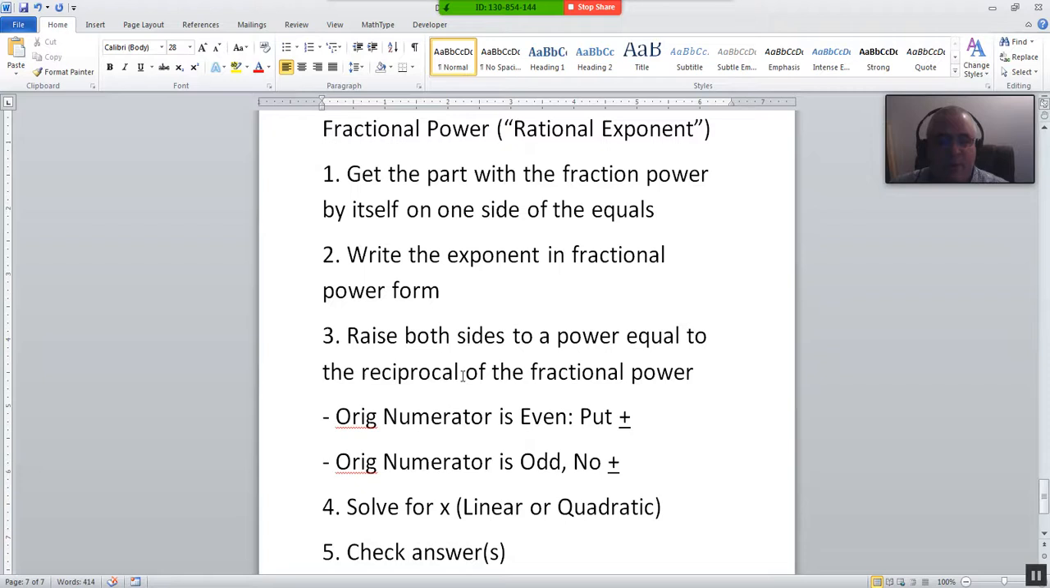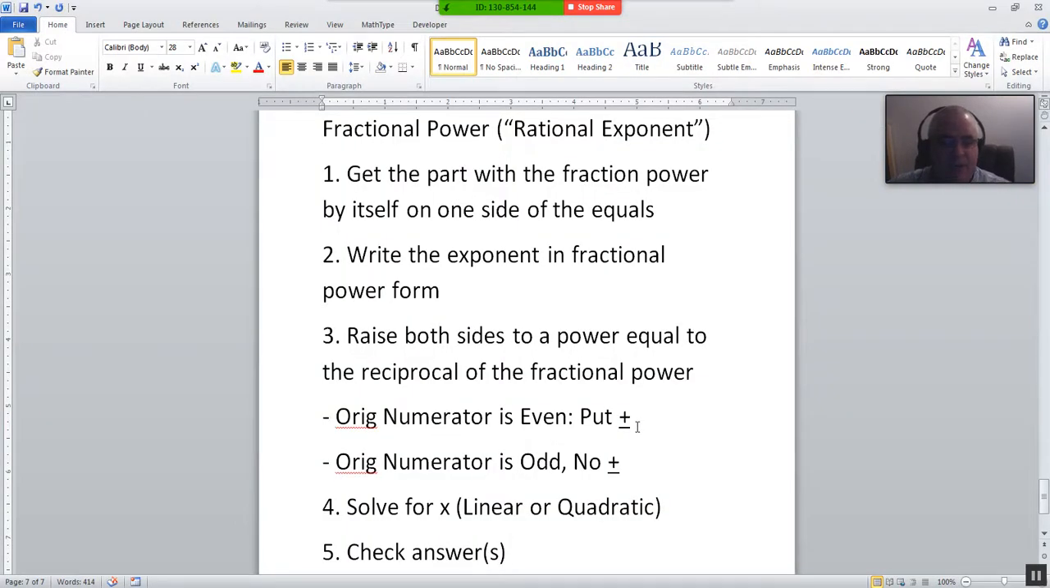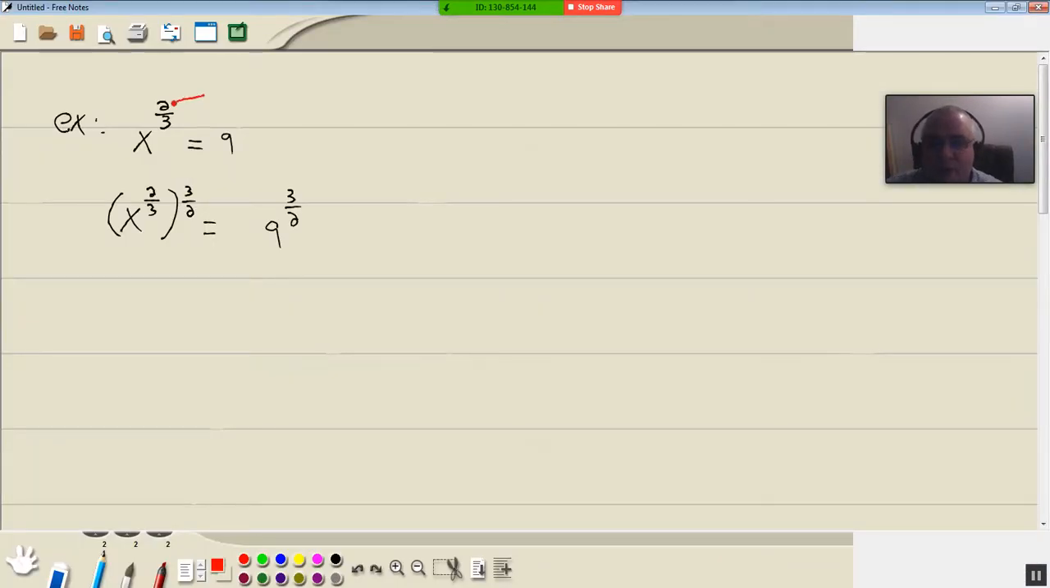Step 3, raise both sides to a power equal to the reciprocal of the fractional power. Reciprocal means fraction flipped, so we're going to take both sides to the 3/2 power. Now, if your original numerator is even, you put a plus or minus. What I mean by that, before you raise both sides to a power, if this is even, that means we're going to put a plus or minus. So we have to put a plus or minus on this other side. Now here, the 2's cancel, the 3's cancel. We got x is equal to plus or minus 9 to the 3/2 power.